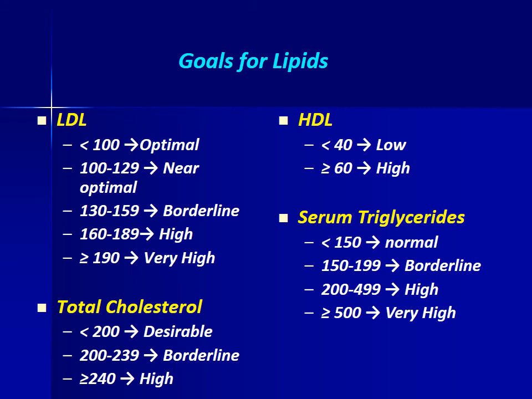Goals of lipids. LDL less than 100 optimal, 100 to 129 near optimal, 130 to 159 borderline, above 190 is very high. Total cholesterol less than 200 desirable and more than 240 is high. HDL cholesterol less than 40 is low and greater than 60 is high. Serum triglyceride less than 150 is normal and more than 200 is high.